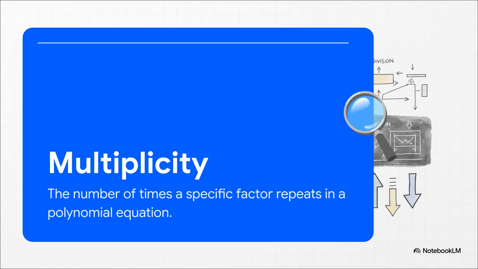Enter multiplicity. This is essentially a hidden instruction manual embedded right in the exponent of each factored root. Multiplicity is simply defined as the number of times a specific factor repeats. So if you've got an equation with a factor of x plus 3 squared, the multiplicity of that specific root at negative 3 is exactly 2. Now, if you see a factor like x minus 5 just sitting there all by itself with no visible exponent, it actually has an invisible implied exponent of 1. So its multiplicity is 1.